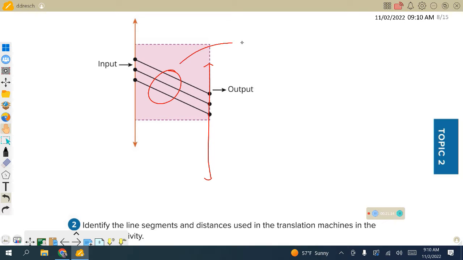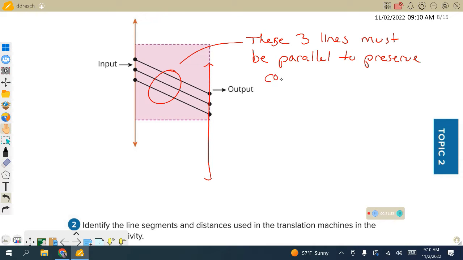So, these 3 lines must be parallel to preserve congruence. And if those things are not parallel, we end up with something else there. We'll talk about that something else later on.